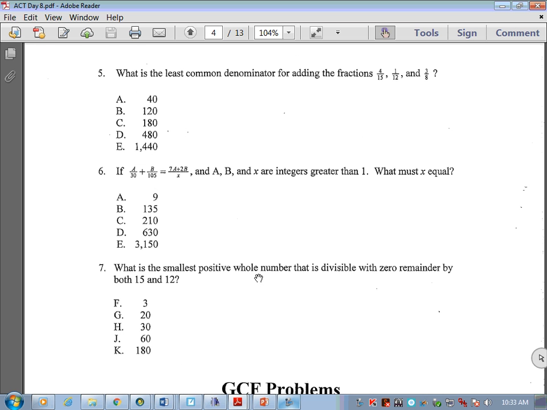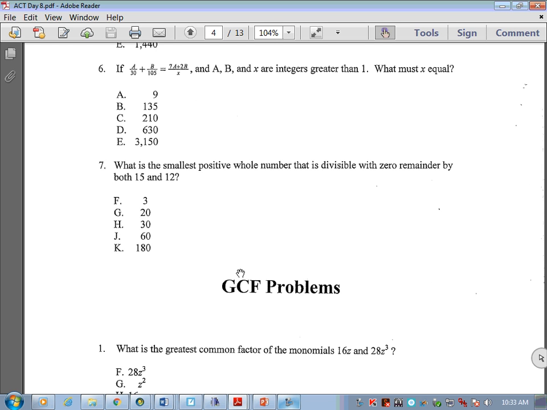Okay, number 5. Number 5, Savannah. B is correct. Number 6, Dom. Number 6. B, no. 135. Is it that one? Should be 6. So we got A over 30 plus B over 1.